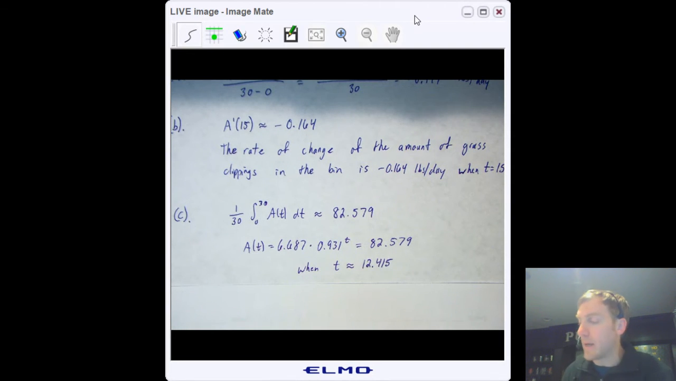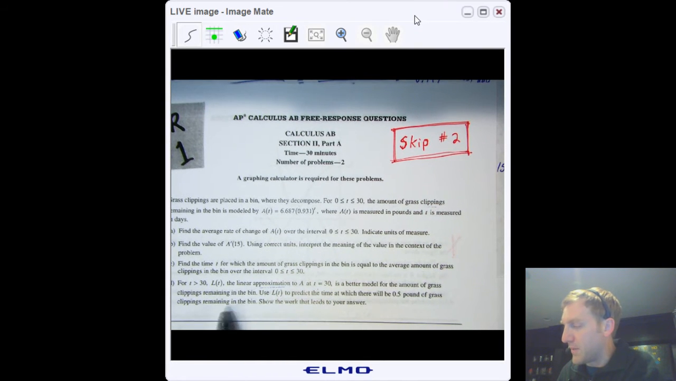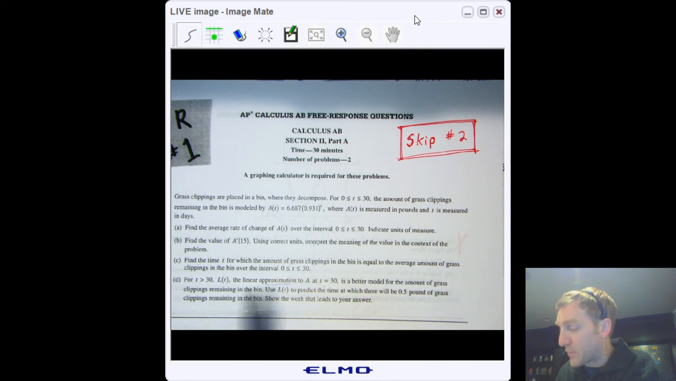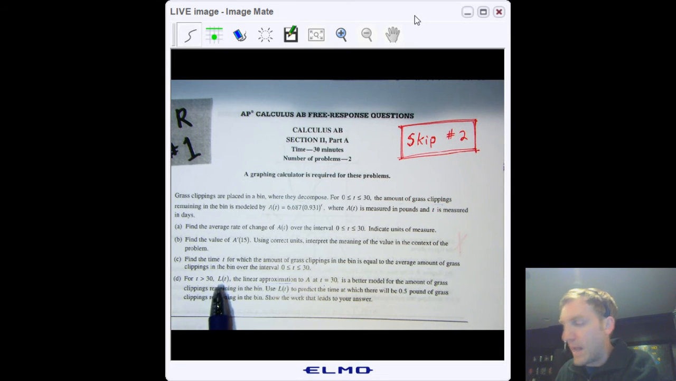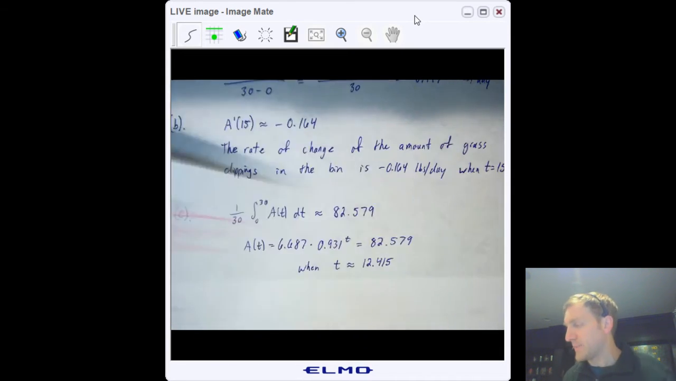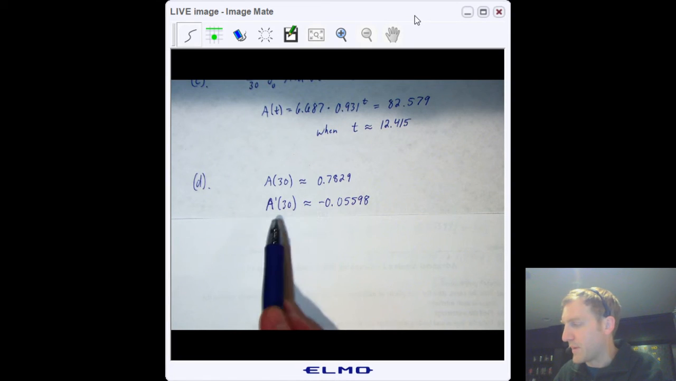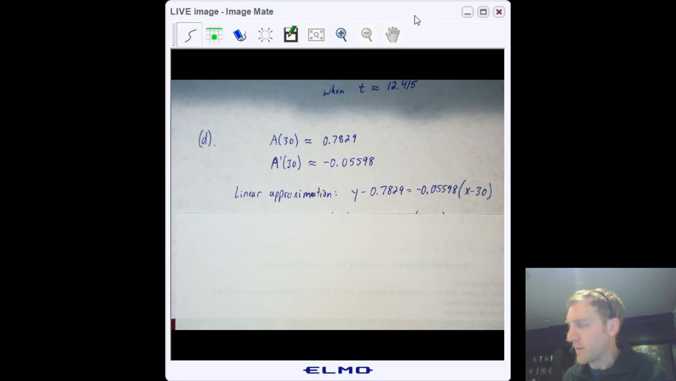And then D, the linear approximation to A at t equals 30 is a better model for the amount remaining. Use L to predict when there will be 0.5 pounds of grass. I think the L of t confused some students, but when you see linear approximation, remember that's just a tangent line. All you have to do is write the equation of a tangent line. L of t is just what they want you to call the tangent line, but that didn't really matter. For a tangent line, we need two things: a point and a slope. A of 30 is the point, A prime of 30 is the slope. So you have your point and your slope, and then you can find the equation of the tangent line, and there you go. There's your linear approximation.